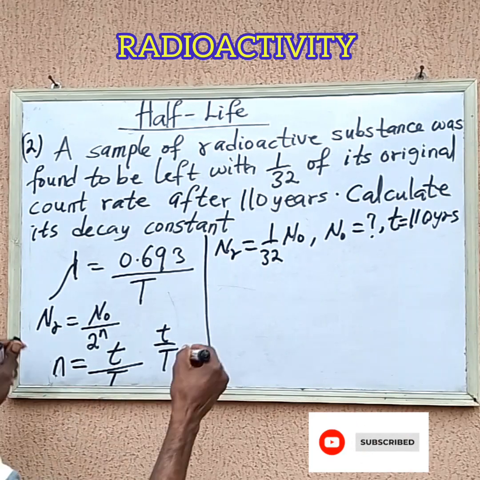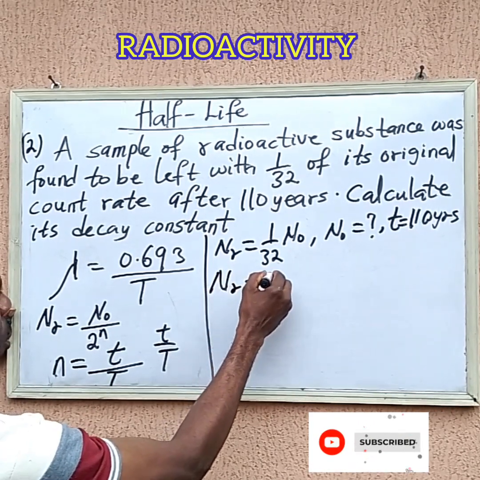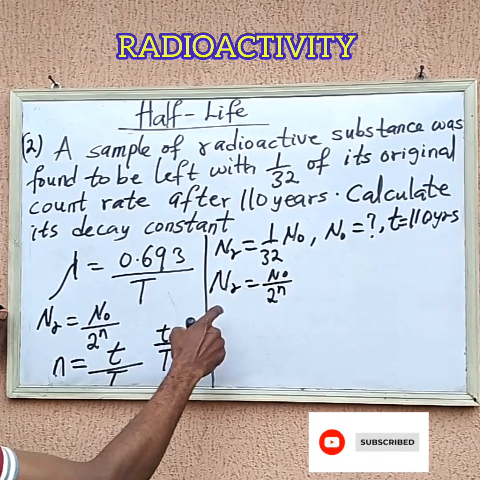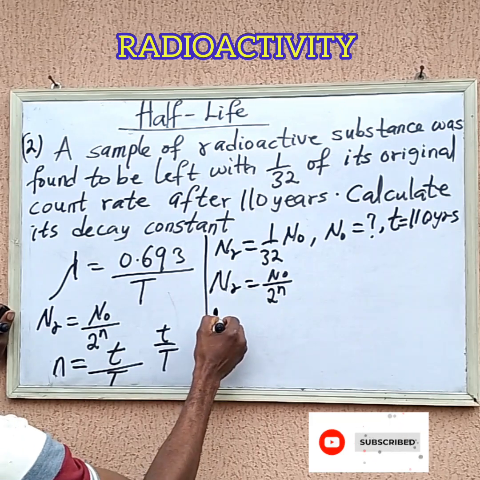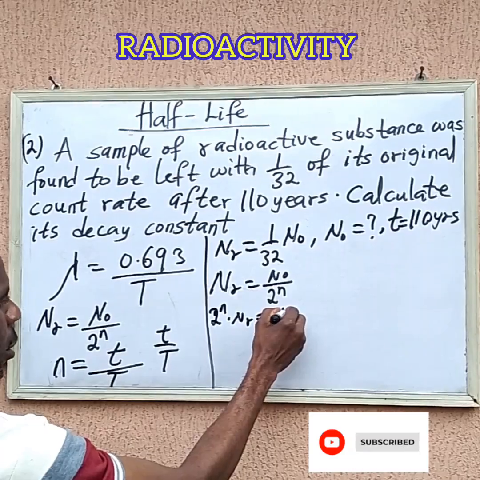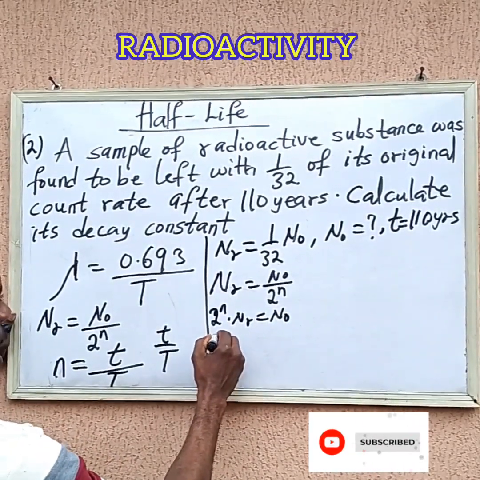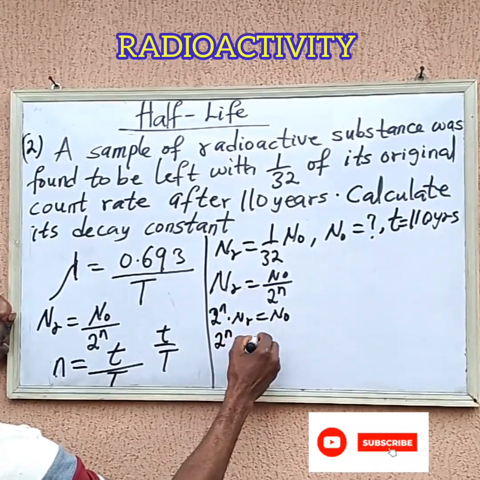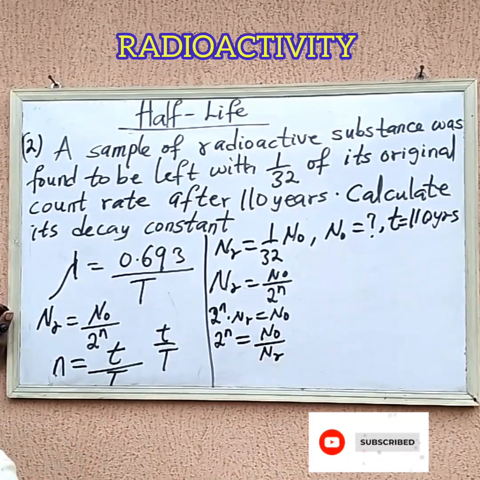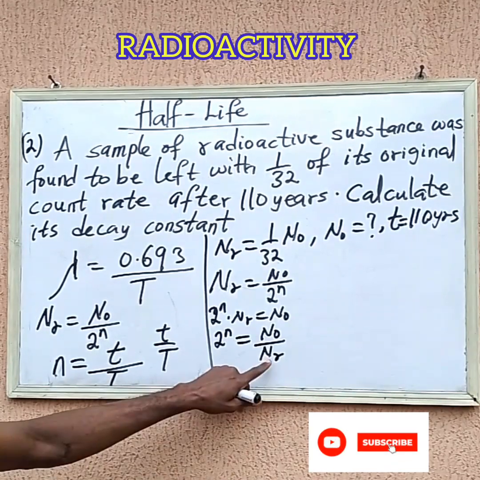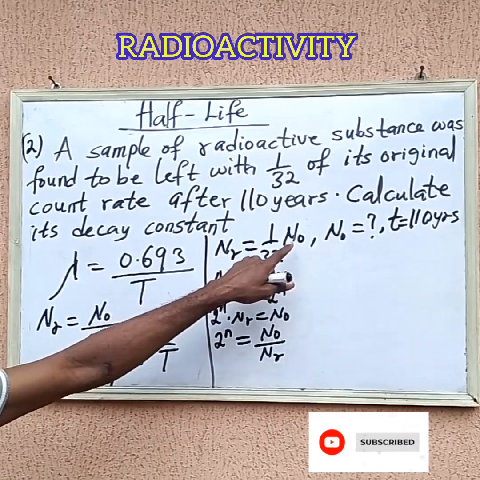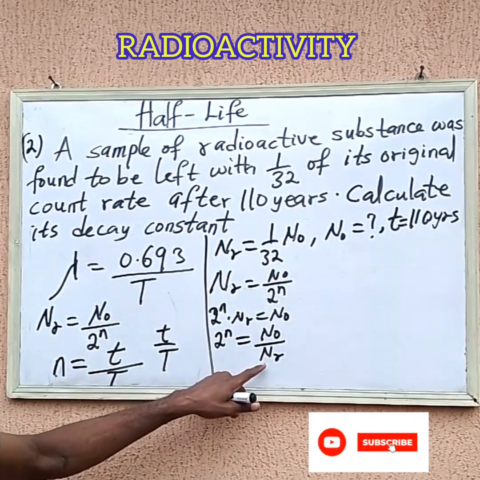Let's come back to this formula here, so that we have N_R equal to N naught all over 2 raised to power n. Now we want to multiply, so we're going to have 2 raised to power n multiplying N_R equal to N naught. Then dividing, we get 2 raised to power n equal to N naught all over N_R. Now let us substitute for N_R, which is the remaining, which is N naught all over 32.